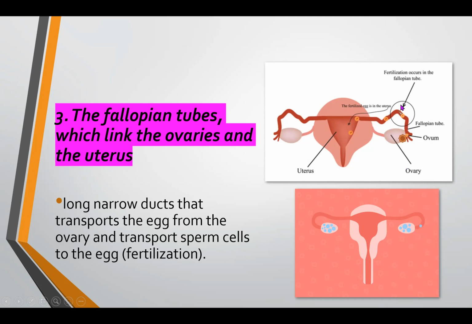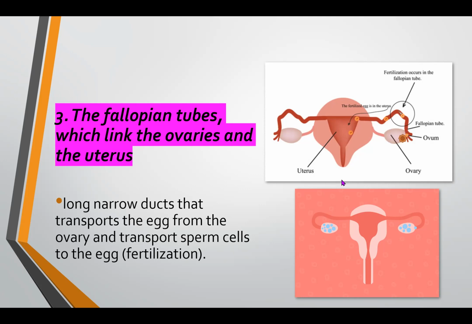When they meet, the egg and the sperm cell in the fallopian tube, that's where fertilization happens. Fertilization of eggs, where the egg becomes a zygote and becomes an embryo. The embryo becomes a baby. So the sperm cells and the egg cells meet in the fallopian tube to fertilize. Fertilization happens in the fallopian tube.